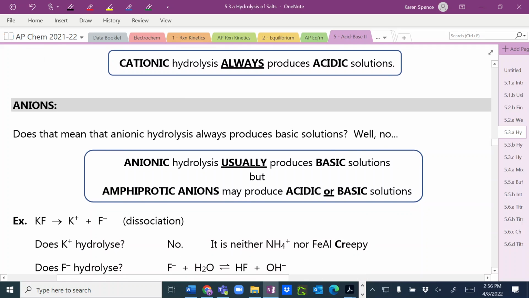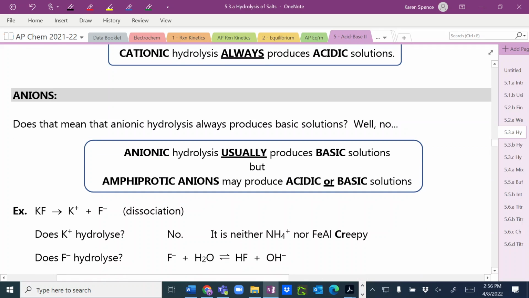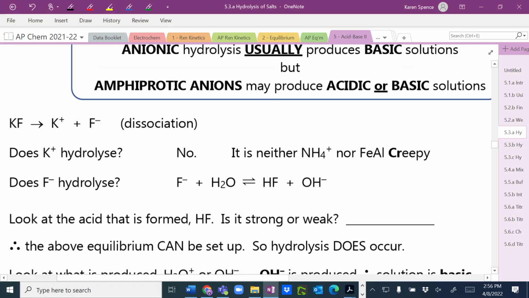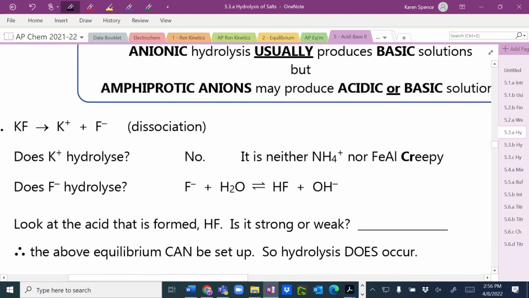Anions. Do they all produce basic solutions? Well, no, because we have, unfortunately, many amphiprotic anions, right? So they can act as an acid or they can act as a base. If you don't have a hydrogen, anionic hydrolysis will be basic. It will produce hydroxide, right? So if we look at potassium fluoride, first of all, we need to separate our ions so we know who we're looking at.